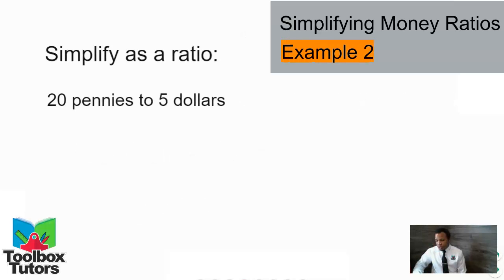So for example 2, we'll be looking at simplifying the ratio 20 pennies to $5. So 20 pennies to $5, what we want to do is make sure we have the same unit on top and bottom. So what I do is write this as a fraction. So we have 20 pennies over $5. So again, we want to make sure we have pennies over pennies or dollars over dollars.